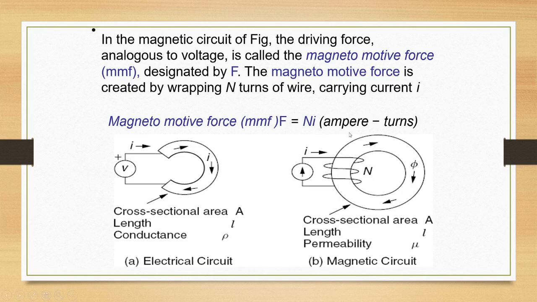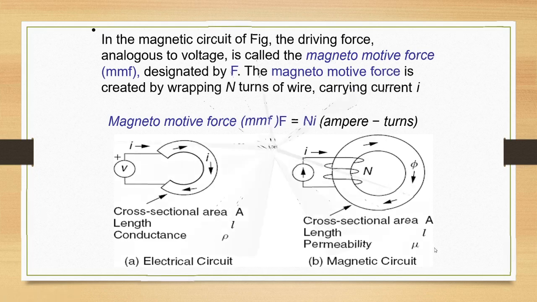So on the left hand side we can see an electrical circuit, on the right hand side we can see a magnetic circuit. Electrical circuit will be having a voltage applied to it and current will flow through it. A is the area of cross section, L is the length of the wire, rho is the conductance. In the magnetic circuit, voltage is applied, current is produced, flux is produced inside this, N is the number of turns, cross sectional area is A, length is L, permeability is mu.